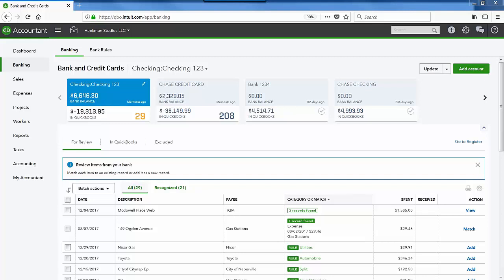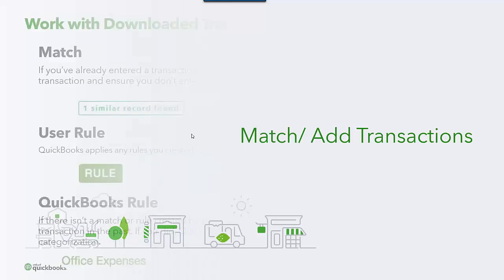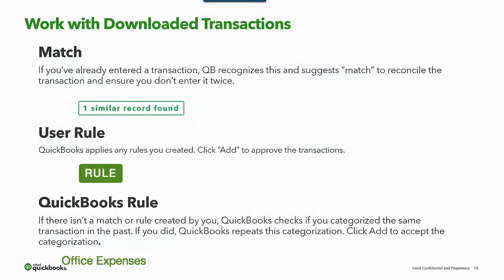So matching and adding transactions. Again, when we pull in the transactions, we look to see if there's a match. So if you've already put something into the books, QuickBooks will recognize this and suggest to match it up to kind of start that reconciliation process and ensure that you don't enter it twice. Those show up as similar records found. So you'll see it tells you how many similar records. So if you've got 2 checks that are very similar, it might say 2 or 3 similar records found.